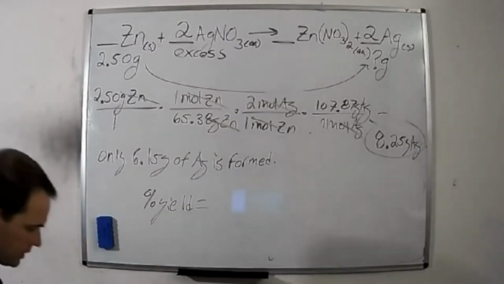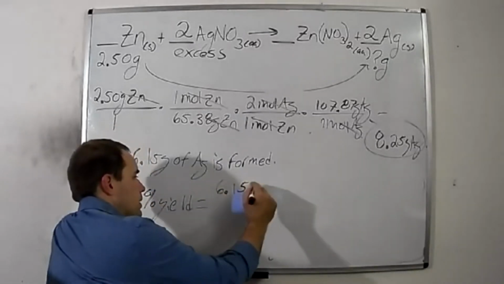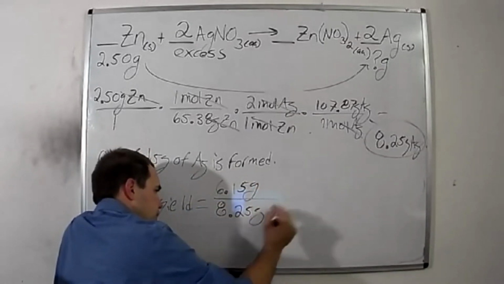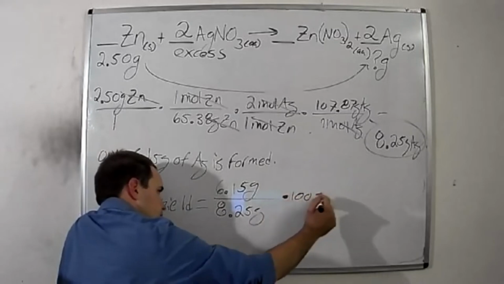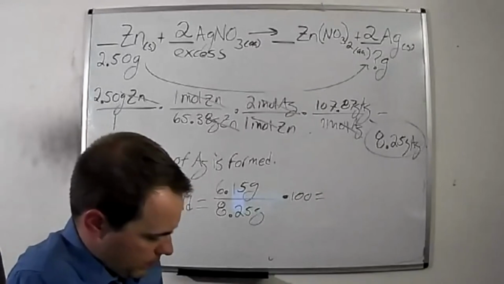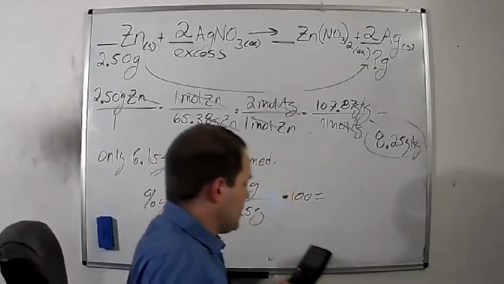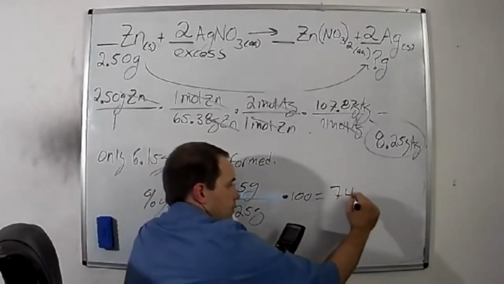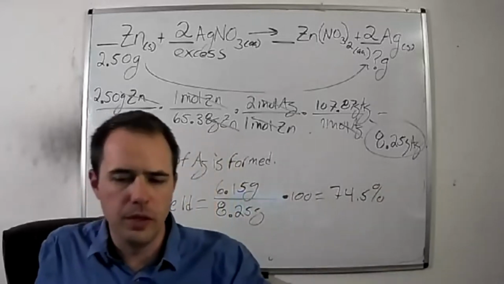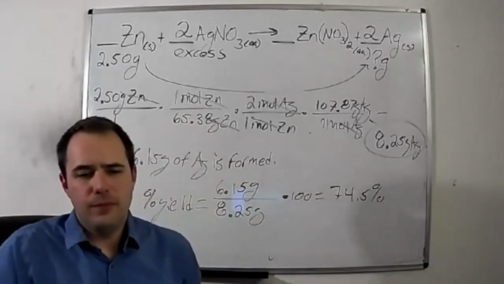All right, so percent yield is the actual yield, 6.15 grams, divided by what you were supposed to make according to the math, 8.25 grams, and then times 100 to make it a percent. So this has a terrible percent yield, 6.15 divided by 8.25 times 100. This is nothing to write home about. This is a 74.5% yield reaction. Not so good. Why do chemists shoot for above 95?